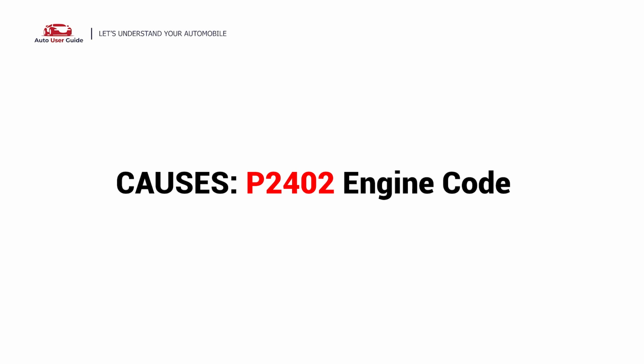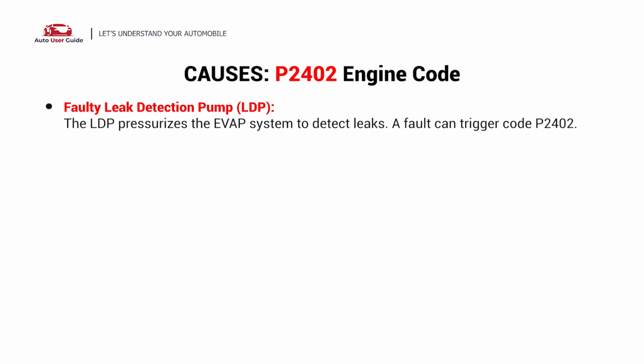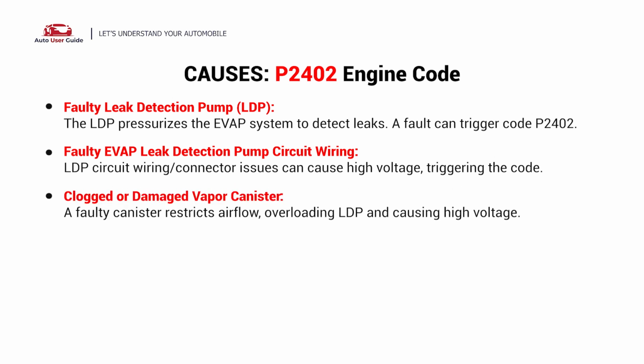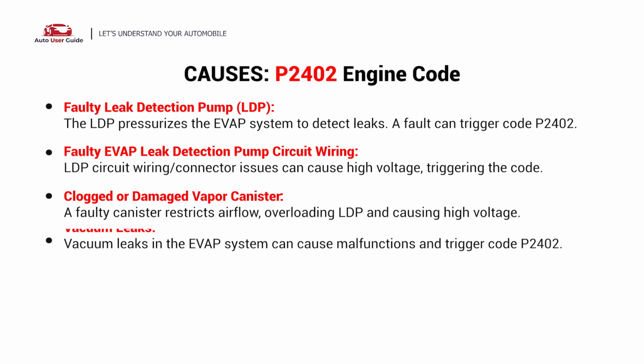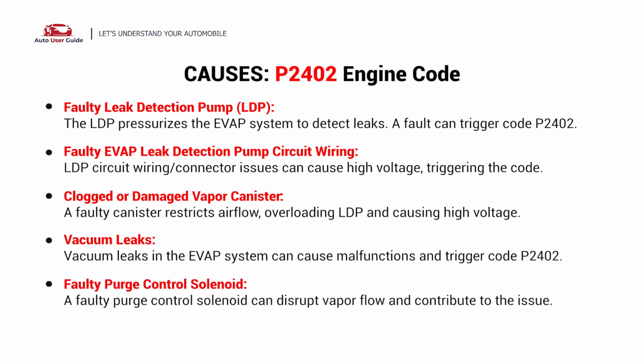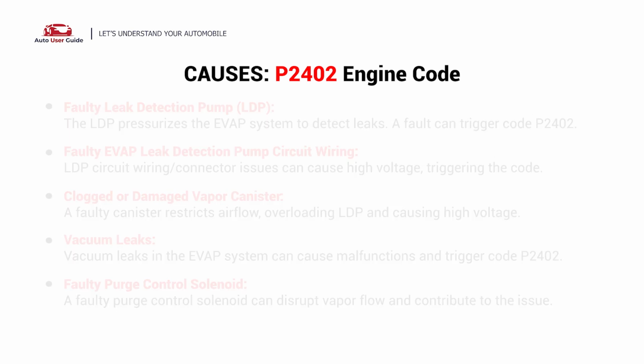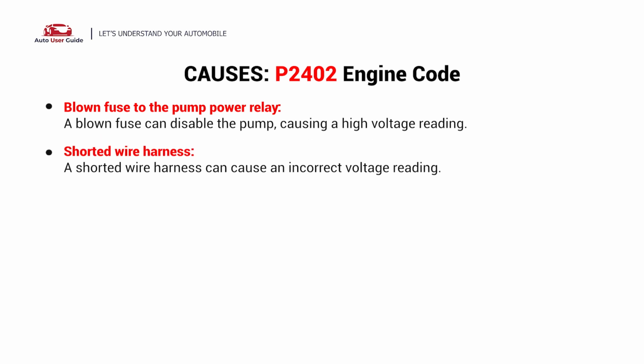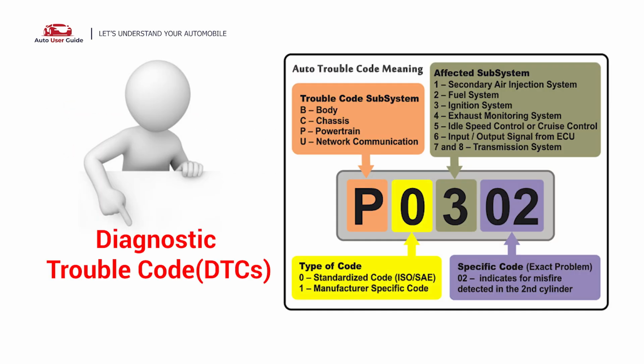So, what causes this imbalance? Here are the most common culprits. This error can be caused by these possible faults in your vehicle. Faulty leak detection pump. Faulty evap leak detection pump circuit wiring. Clogged or damaged vapor canister. Vacuum leaks. Faulty purge control solenoid. Blown fuse to the pump power relay. Shorted wire harness. Each DTC code corresponds to a specific issue in your vehicle.